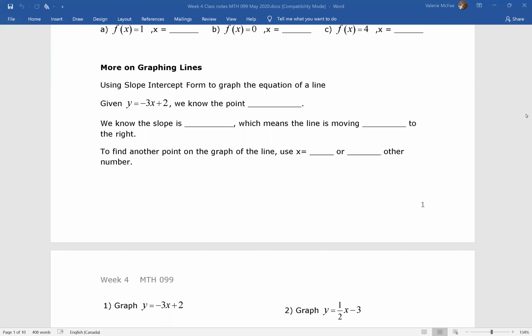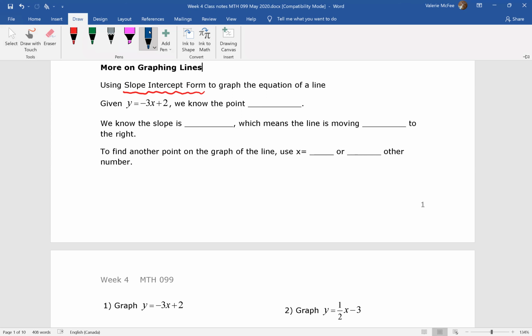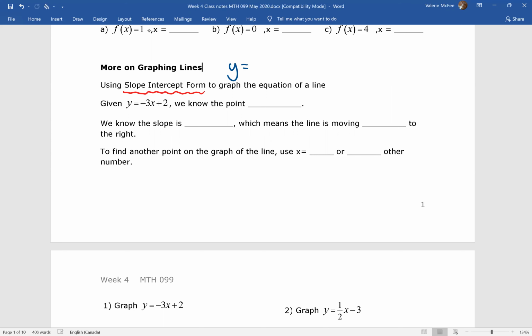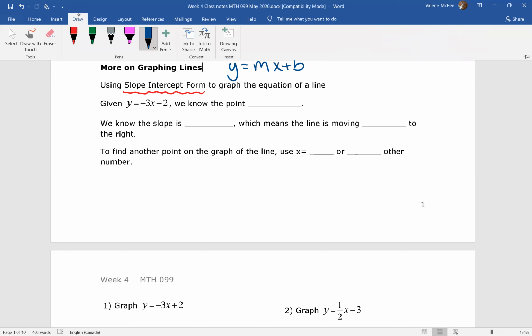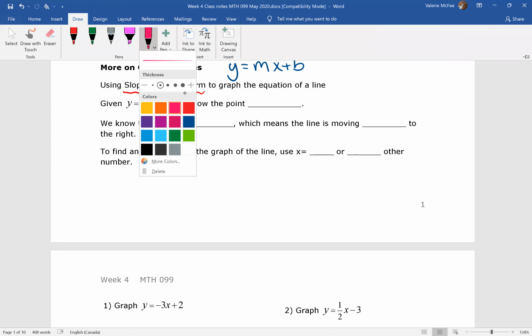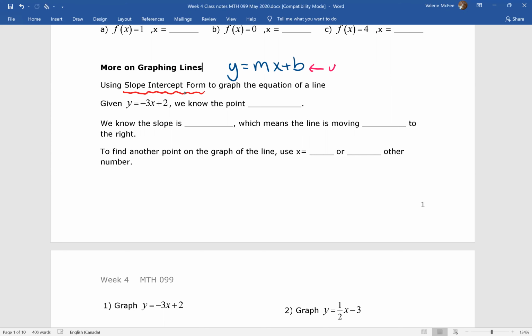All right, there's a little bit of a review here on graphing equations of a line using that slope-intercept form. So remember that that's that form y equals mx plus b, where b is our y-intercept and m is the slope.